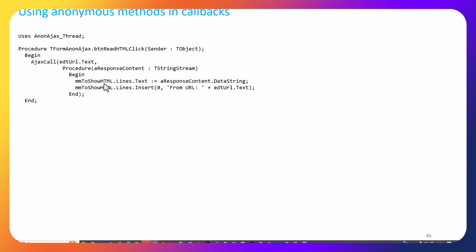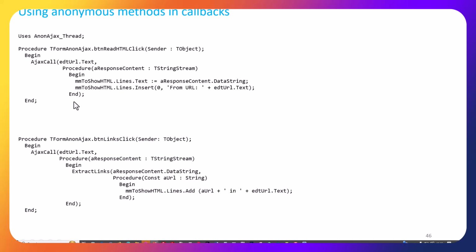And we're also going to insert the URL that we specified. Now, if we click on a link that is present in this response, then we're going to make another AJAX call, and we have another anonymous function here, and we're going to extract the links from the response, and add them to the memo box. We're going to show the HTML.